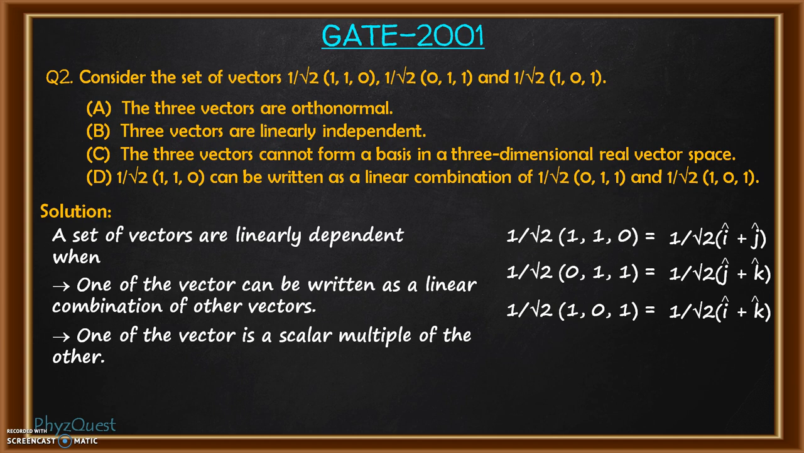Now if you check the three vectors carefully, you can see that none of them can be written as a linear combination of the other two. Similarly, none of them is a scalar multiple of the other. That means the three vectors are linearly independent. The second statement, that the three vectors are linearly independent, matches what we have analyzed. So the correct statement here is option B.